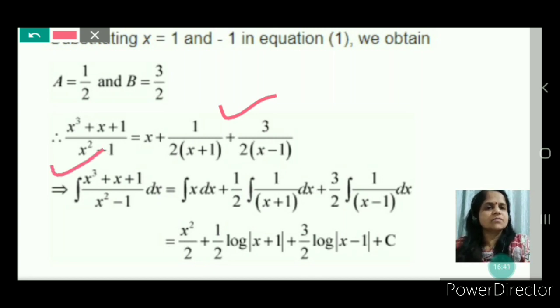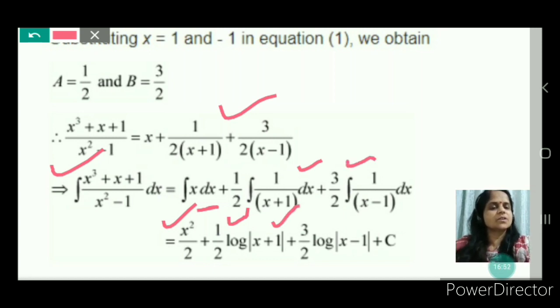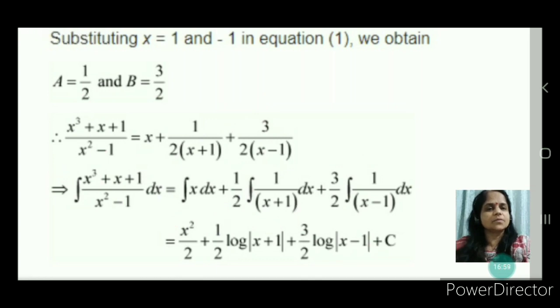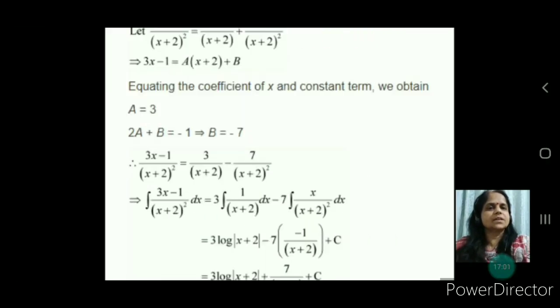So the integration of x is x square by 2. In this term 1 by 2 is constant. Integration of 1 by x plus 1 is log mod of x plus 1. 3 by 2 is constant. Integration of 1 by x minus 1 is log mod of x minus 1 plus c. Now move to the next question.